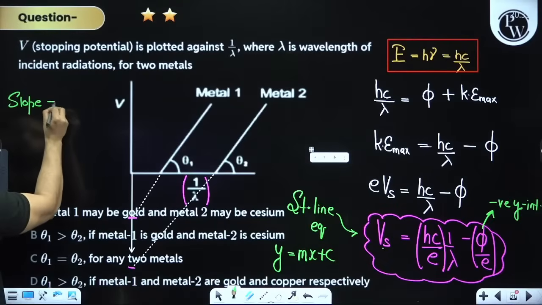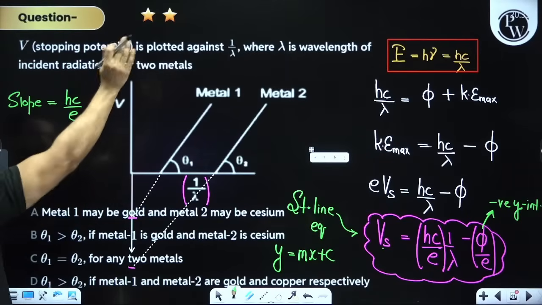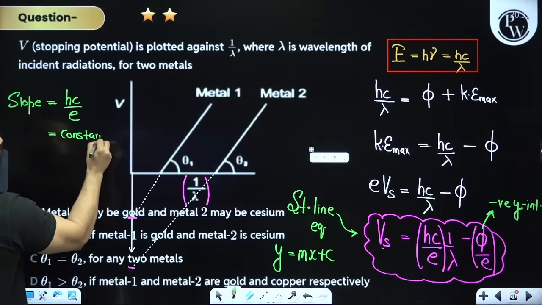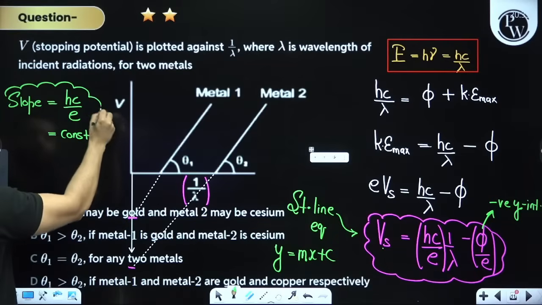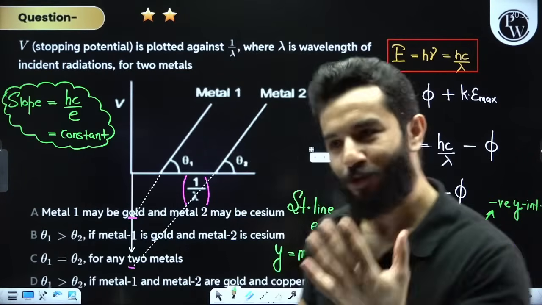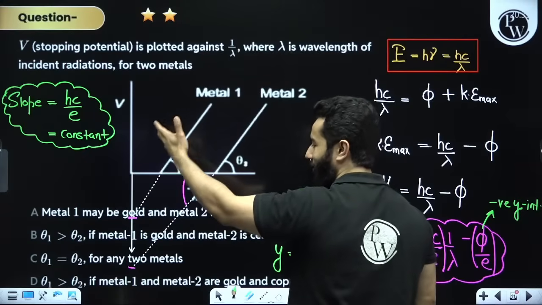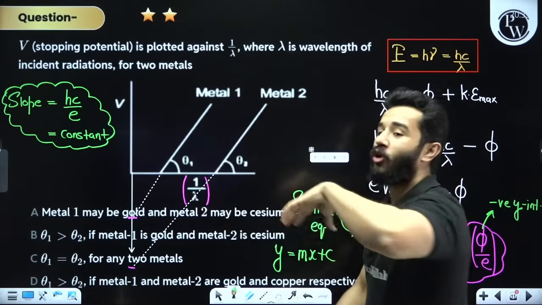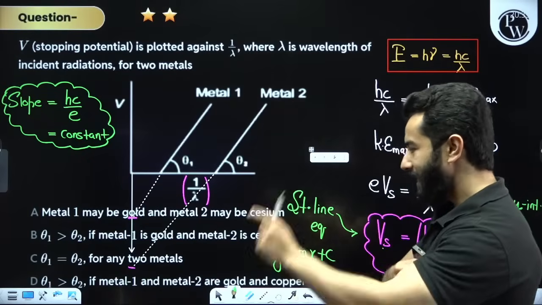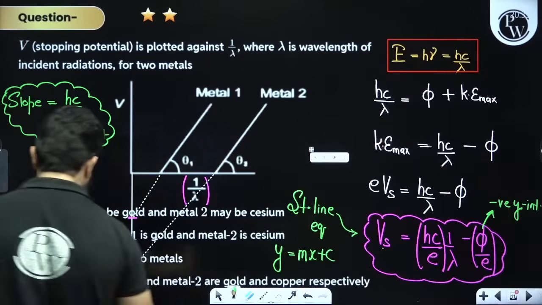So now the point is that the slope of this equation is hc by e, which is constant. h is constant, c is constant, e is constant. So this thing is constant for any metal. It does not depend upon any metal, my dear friends. But they can also ask you about the y-intercept. The y-intercept will be different for metal 1 and metal 2, and which one will have greater y-intercept? Metal 2, I am talking about in magnitude. So metal 2 has got greater work function, definitely. Theta are the same, so theta 1 and theta 2 are the same for any two metals. So the answer should be option C.